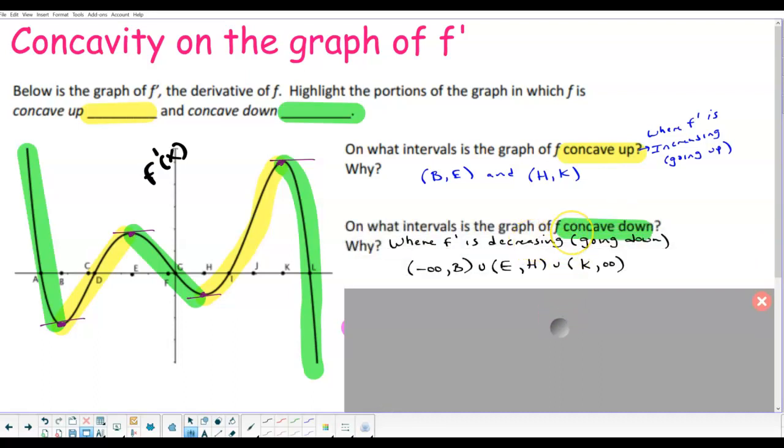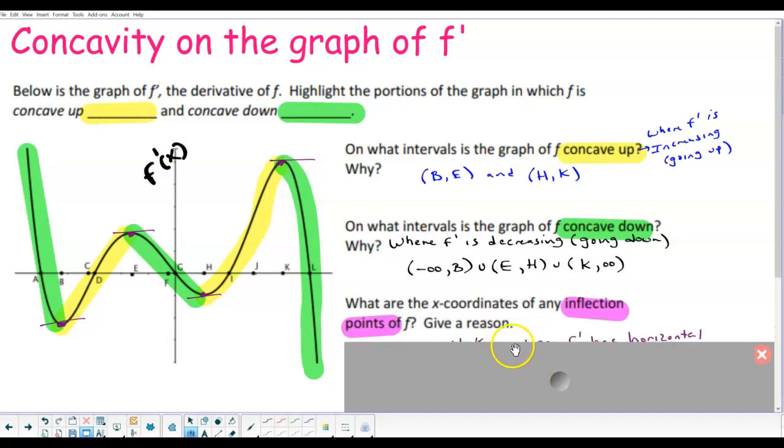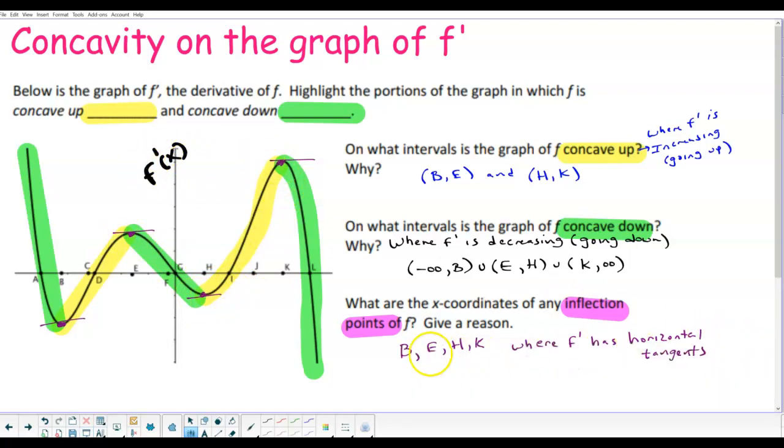So when is f concave down? When the derivative is decreasing or has negative slopes, and that's from negative infinity to b, e to h, k to infinity. And then the spots where the points of inflection occur on the original graph is when we change from concave up to concave down. Notice those are the spots where we have horizontal tangents on the graph of f prime. So that's b, e, h, and k, and that's where f prime has horizontal tangents.